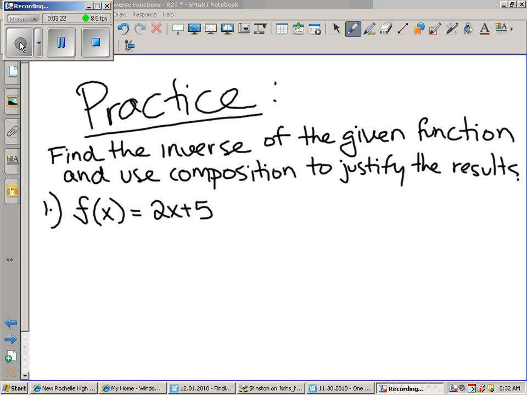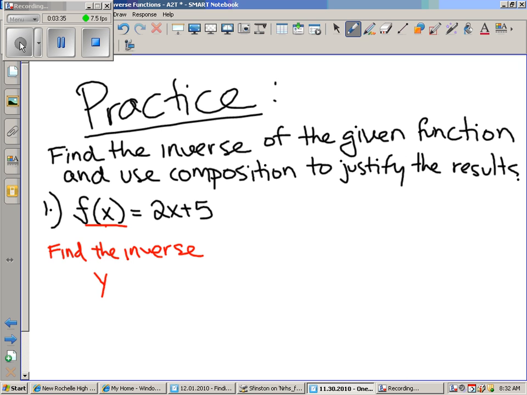Yep, step 1. So let's do finding the inverse. The first thing we're going to do is take this right here and make it a y. That at least helps a little bit. 2x plus 5. What's the next step after we do that? Jared. You're the man. Change x and y. Switch it.